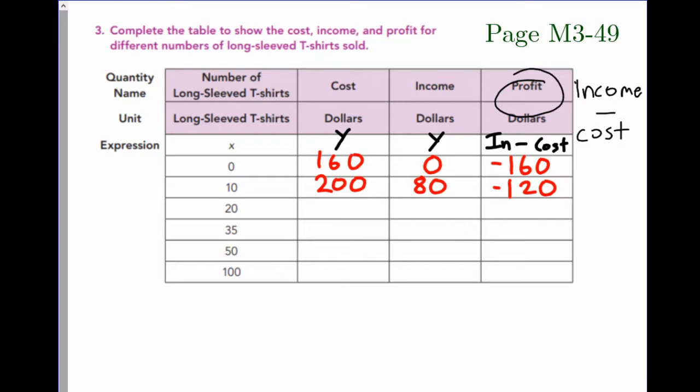Now, what I want you to do is fill in the rest of this chart. So remember, to find the cost, you take 160 plus X times 4. And for the income, you just take 8 times X. And then for profit, you take income minus cost. So I'm going to give you guys 2 minutes to fill out the rest of the chart. Ready, go.